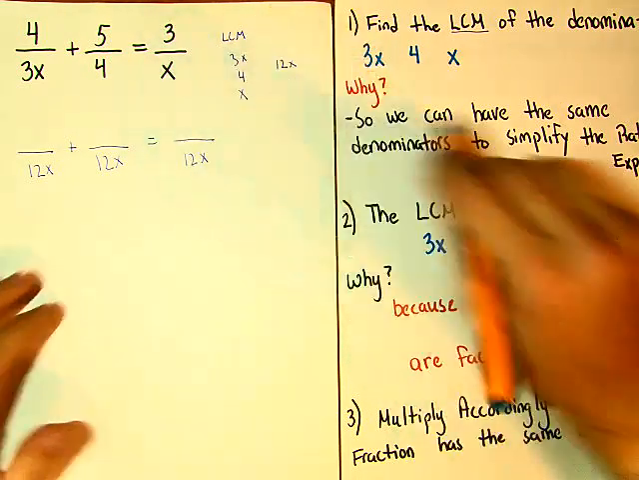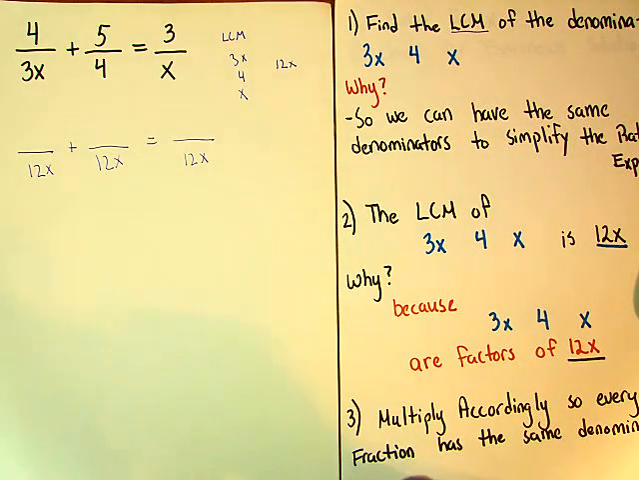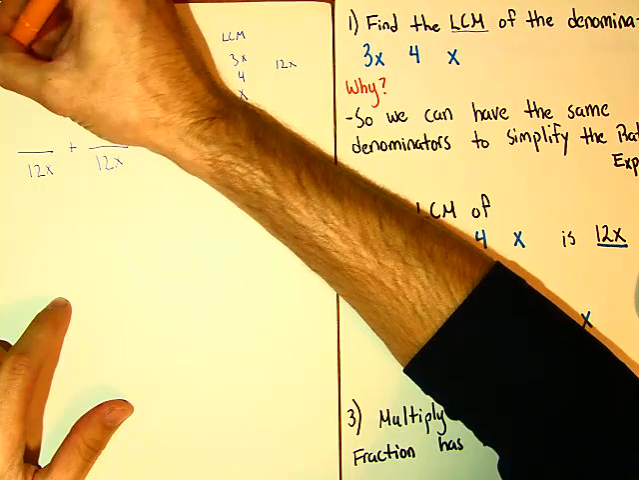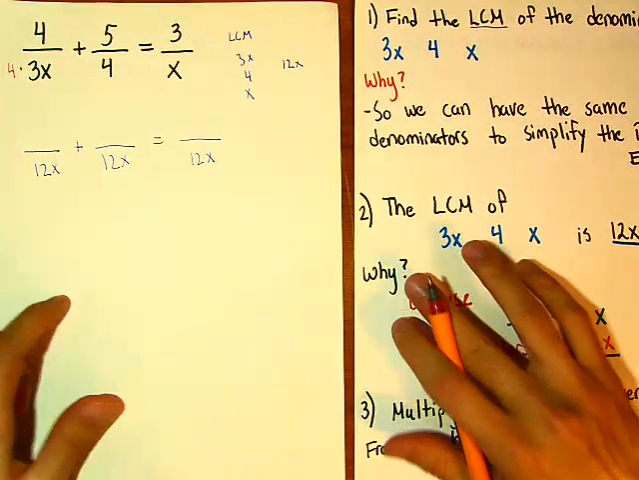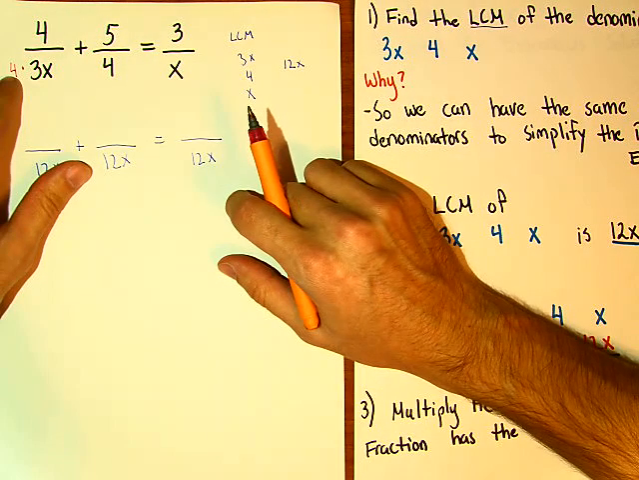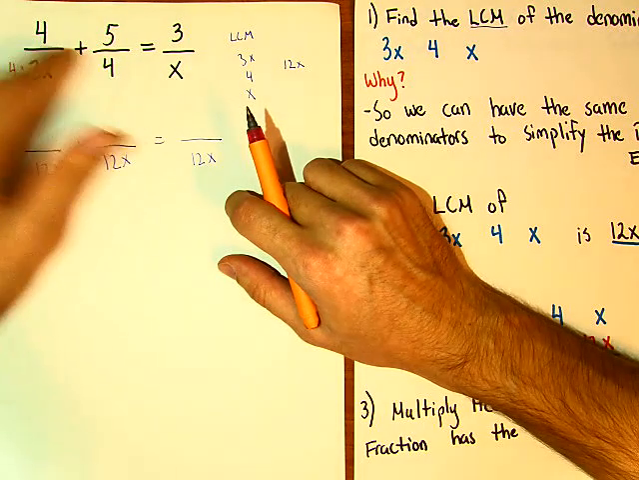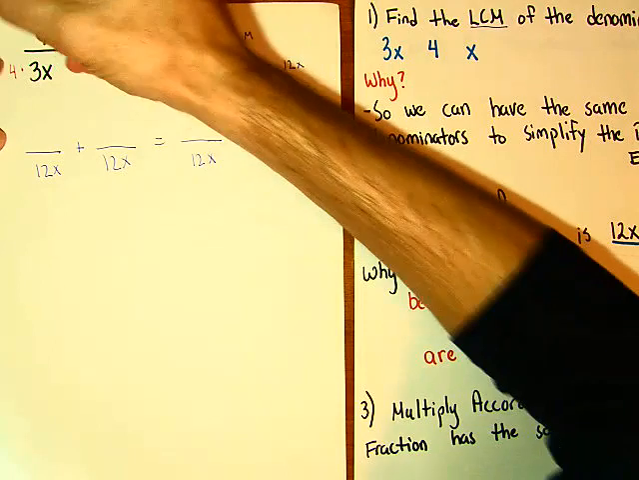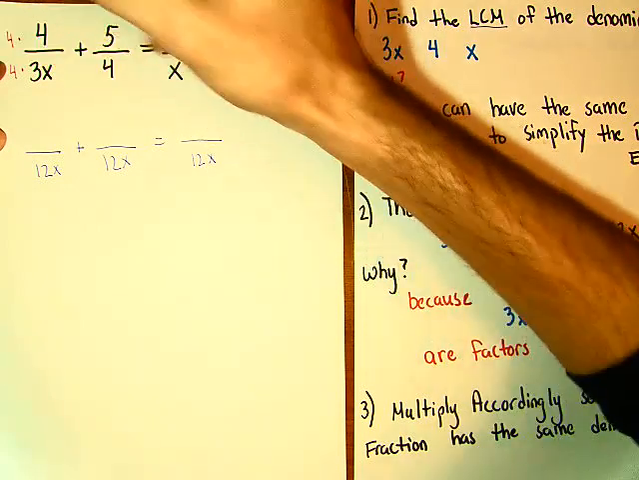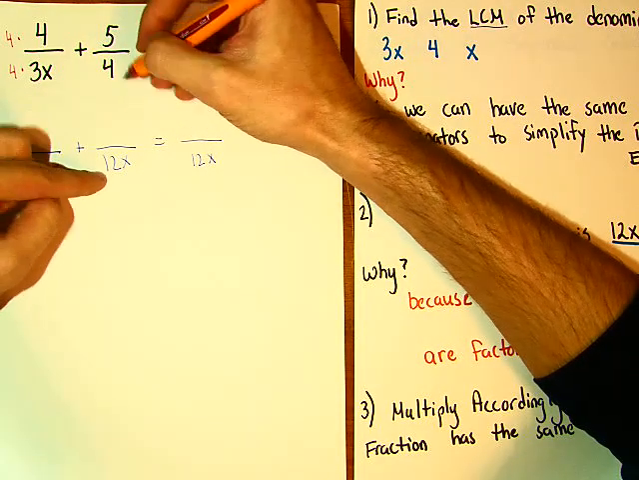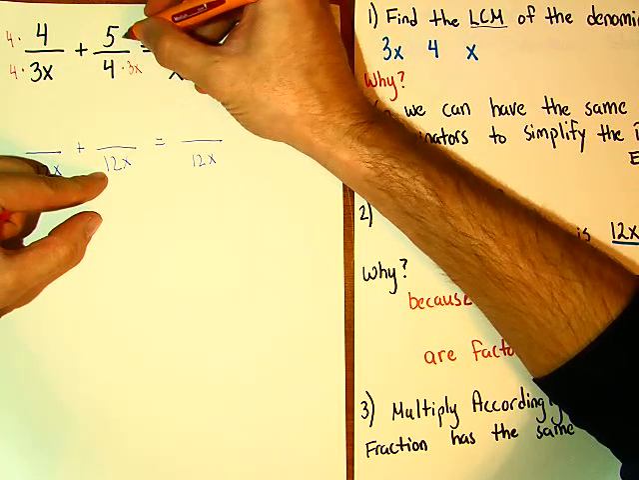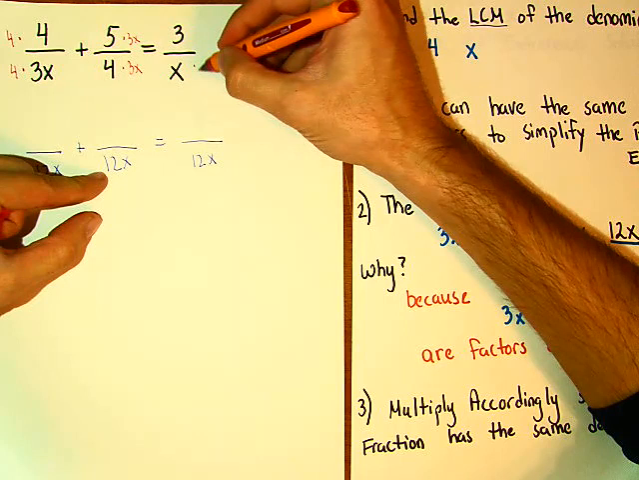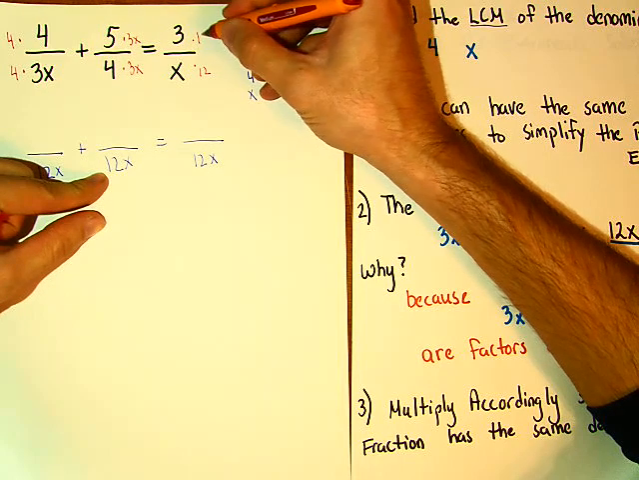12x, right? And now basically you ask yourself, how do you go from 3x to 12x? Well, that's times 4, right? Here you see before you had to multiply this one and this one. Here you just need to multiply 4 to get 12x. And remember, whatever you do to the bottom, you do to the top. How do you go from 4 to 12x? Well, that's times 3x. And so this is times 3x. And how do you go from x to 12x? That's just 12. And you multiply this by 12.